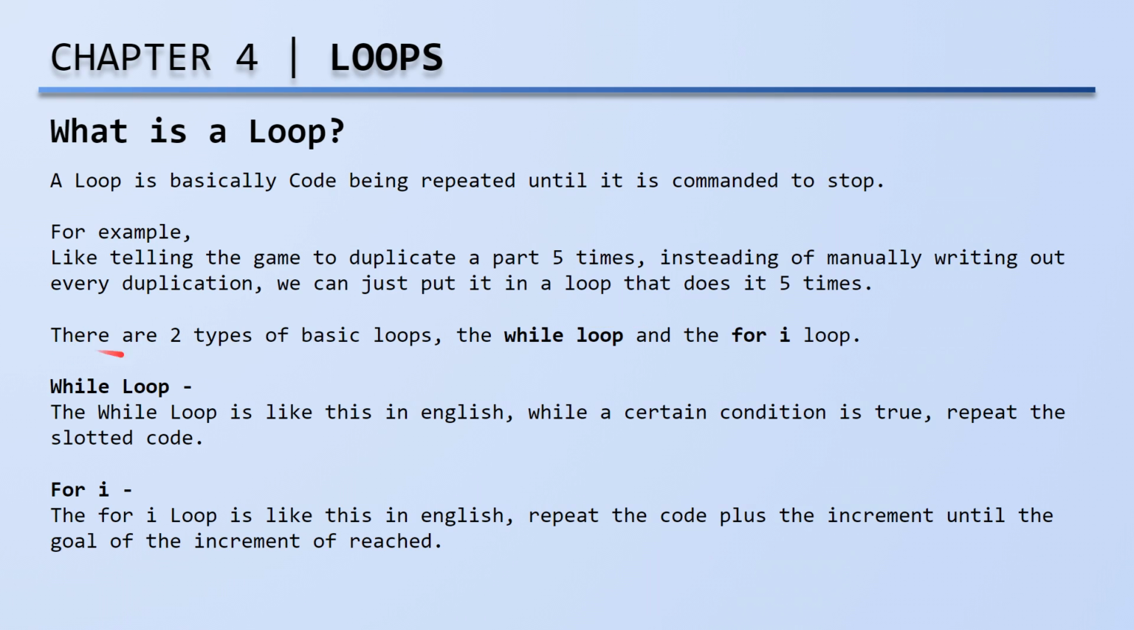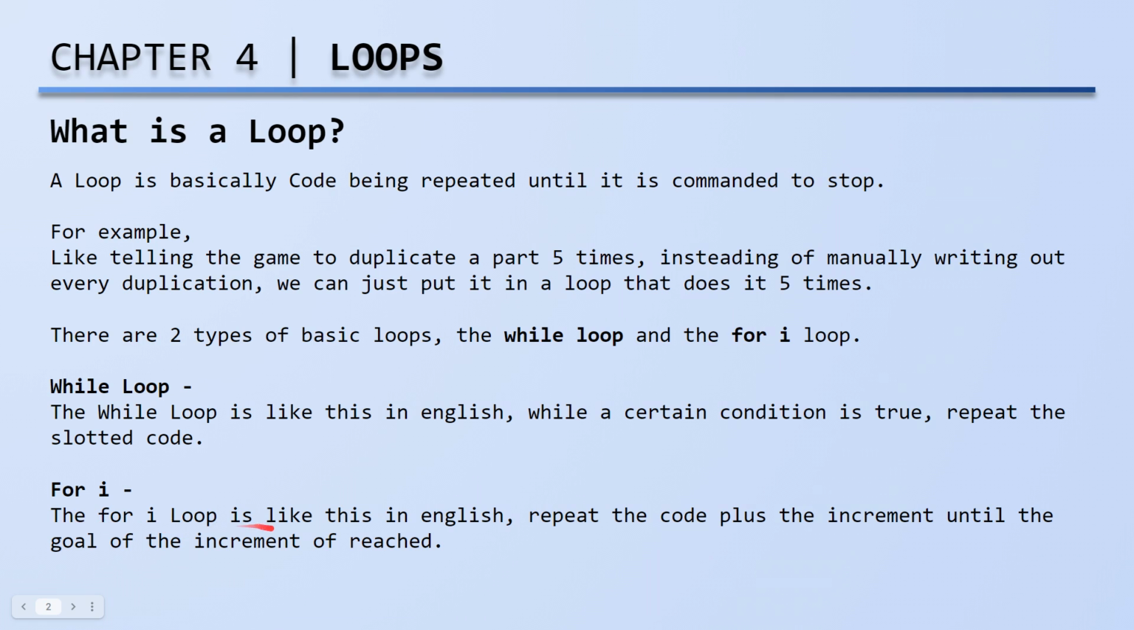So, there are mainly two types of basic loops, right? The while loop and the for I loop. And here's what they are essentially. So the while loop is like this in English: while a certain condition is true, repeat the slotted code. Now, the for I loop is a little bit complicated, but it's actually pretty simple once you just think of it simply. Okay, so don't take this English one too literally.